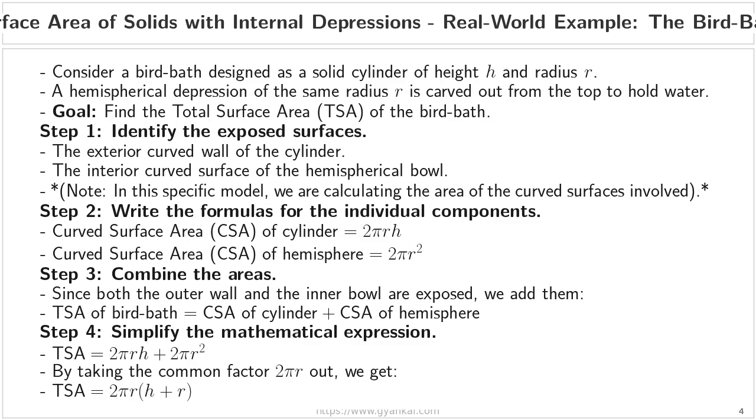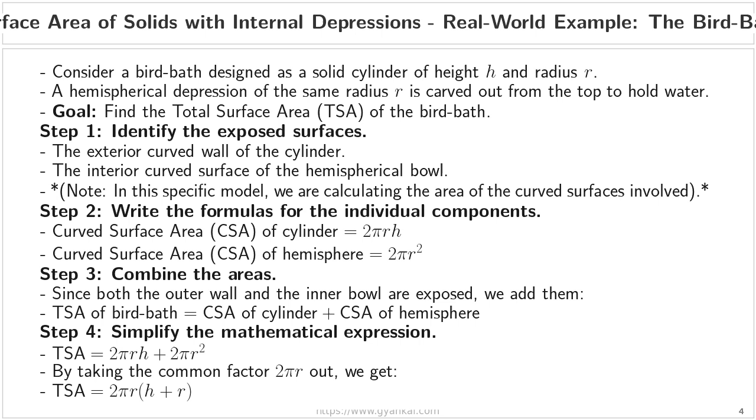Finally, in step 4, we simplify our mathematical expression. We start with the equation, total surface area equals 2 pi r h plus 2 pi r squared. To make this formula cleaner, we can take the common factor, which is 2 pi r, out of the expression. This leaves us with a much simpler final formula. Total surface area equals 2 pi r multiplied by the quantity h plus r.